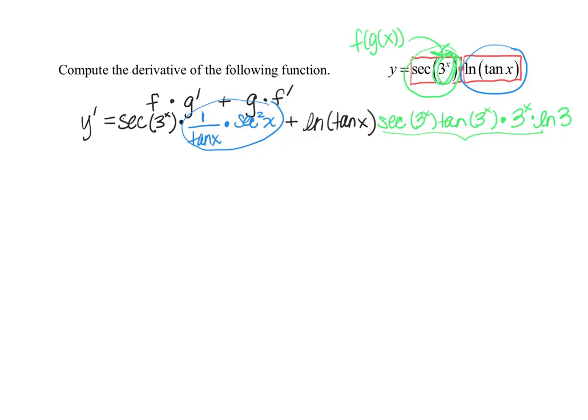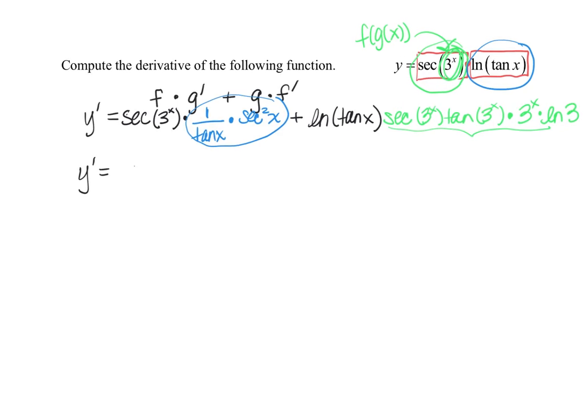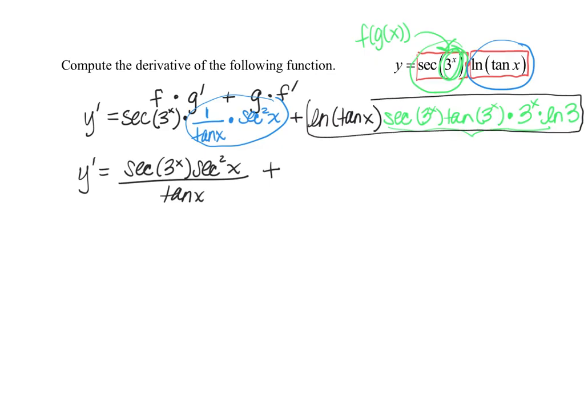And now when it comes time to simplify, there's really not a whole lot that we can do here. If you wanted to, you could rewrite this as secant of 3 to the x power times secant squared of x all over tangent of x. And then we would basically just reorder this if you wanted to. This second piece, all of this is multiplication. It's a bunch of multiplications. If you notice, we're just multiplying the natural log times the secant times the tangent times 3 to the x times natural log of 3. So really the only thing you could do here would be to reorder it if you wanted to.